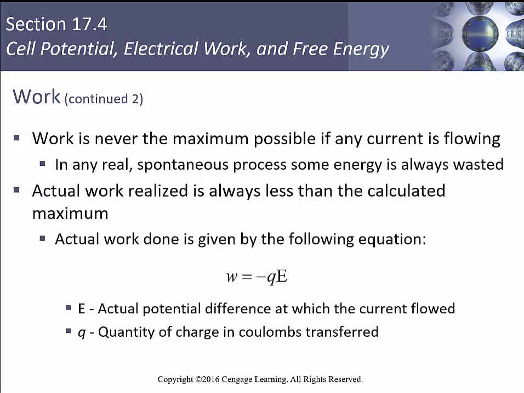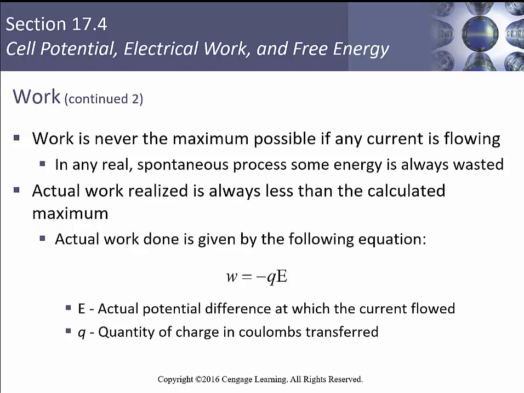Work is never the maximum possible if any current is flowing in any real spontaneous process. Some energy is always wasted. Your electrons, you're not working with a superconductor probably. You're going to lose some energy into shot noise or thermal noise, or just the fact that reactions are reversible, right? And so you're not ever going to get anything going to 100% completion. The actual work realized is always less than the calculated maximum.